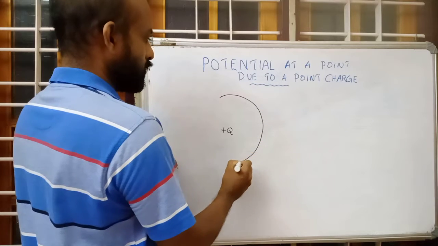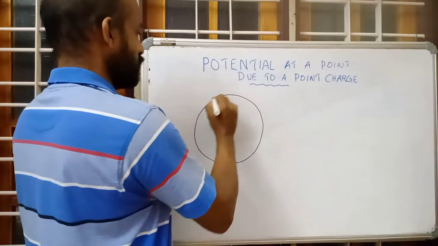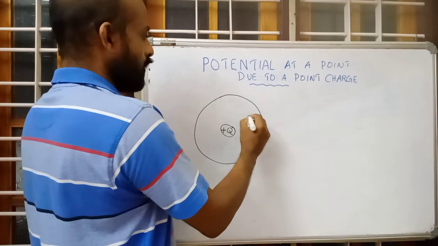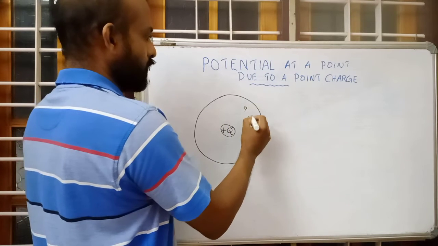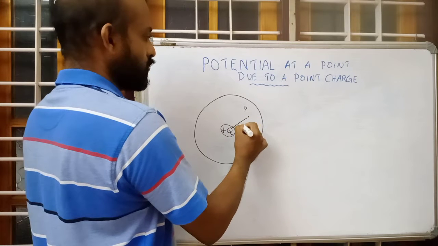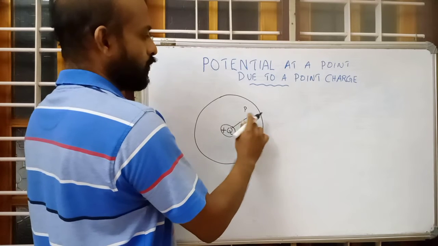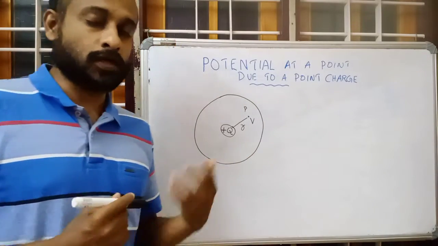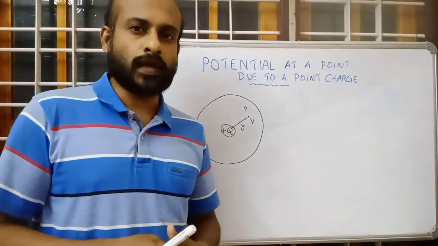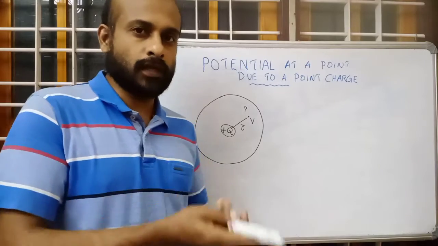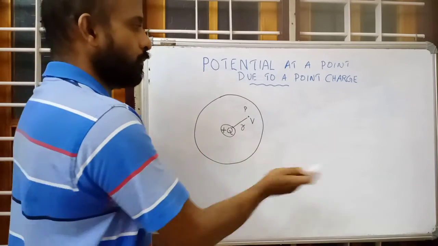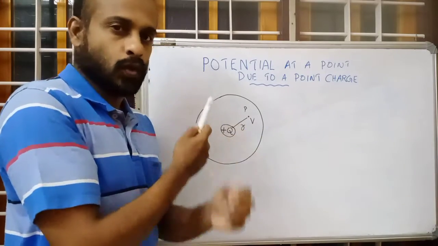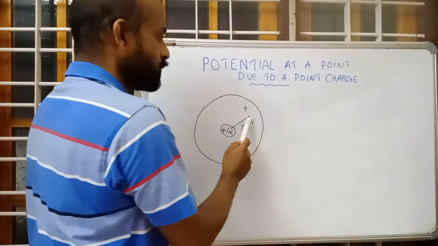It's a uniform electric field region. Surrounding it there is electric field. This is a charge. Now I select a point P here at a distance r from the charge. My aim is to find the potential at this point. The definition of electric potential is the work done to move a unit positive charge from infinity to this particular point, means I need to bring a charge of value 1 coulomb from infinite distance to this point.